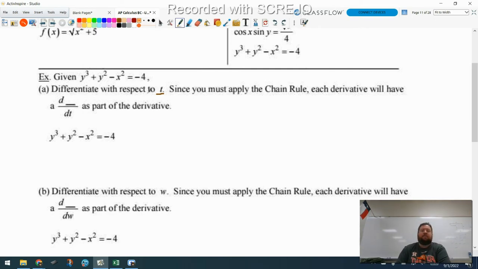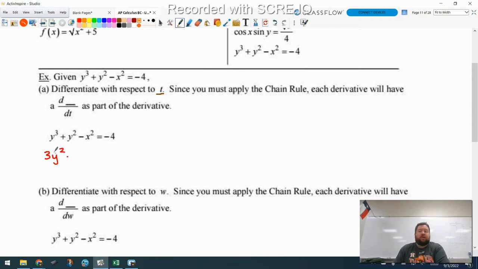So anytime you're doing an implicit derivative, it's always going to work this way. Okay, so we're taking the derivative of a y variable, I'll come down here, a y variable with respect to t. So you do the derivative like normal. You know how to do this. Apply the power rule, 3y squared. But you have to multiply by something.